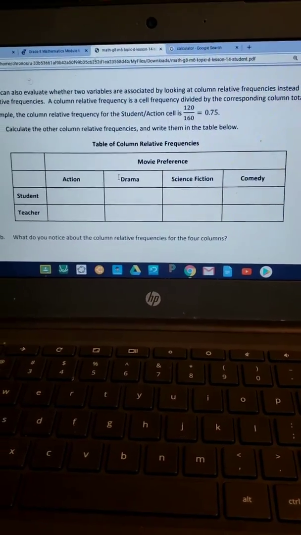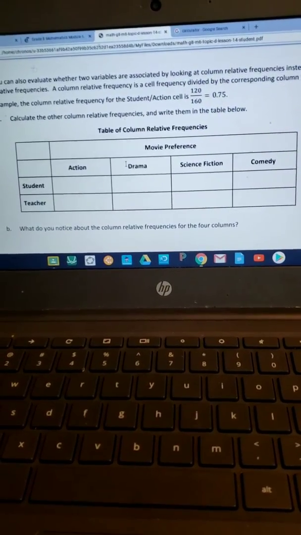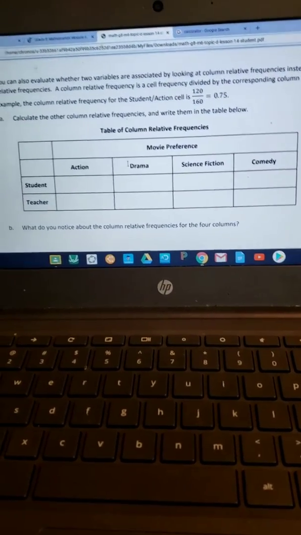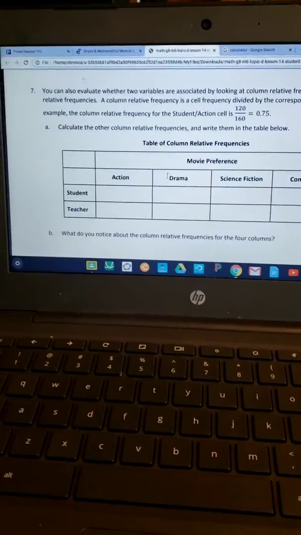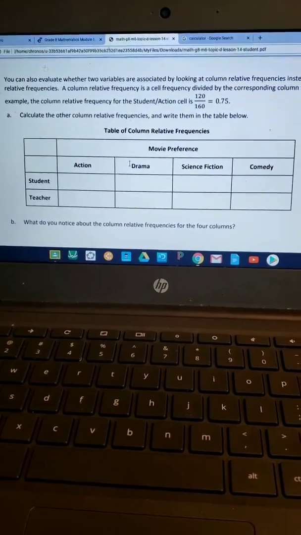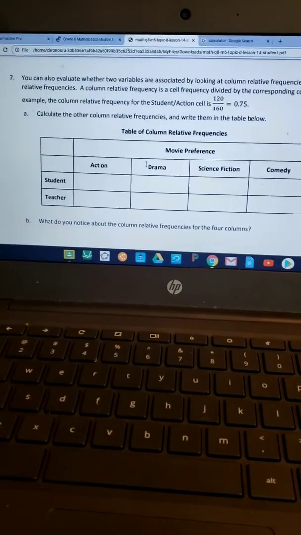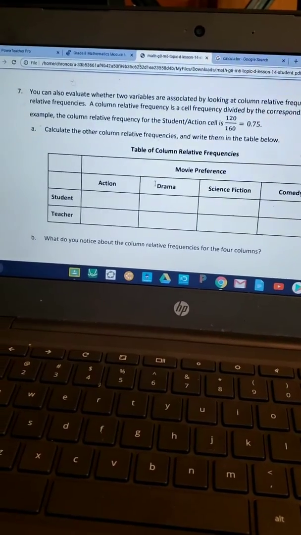So all the way across the top, you should have 0.75, and that's for the students. And all the way across for the teachers, you're going to have 0.25. Okay. All right, so your first question says, what do you notice about the column relative frequency for the 4 columns? Well, of course, we notice that they're all the same. All right, so that will be the answer for that one.